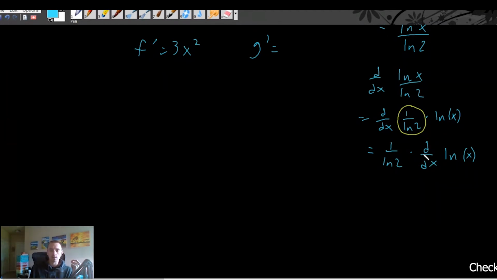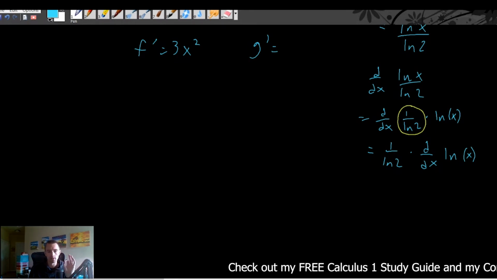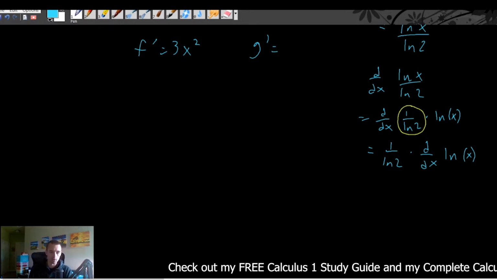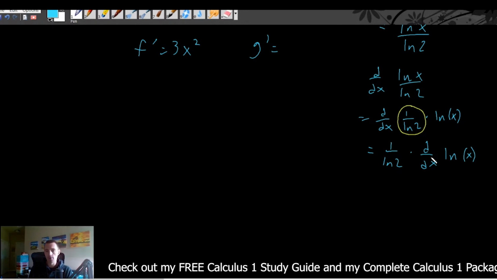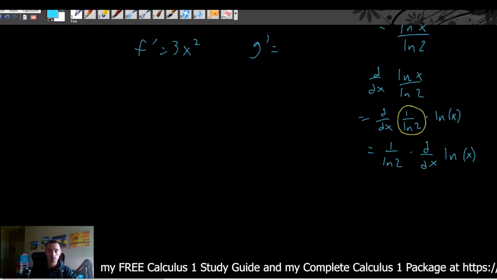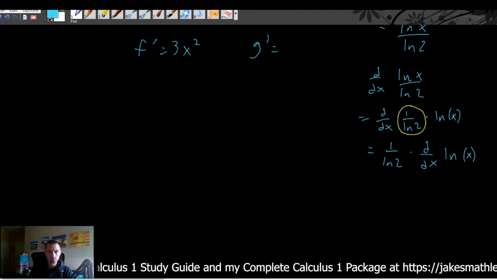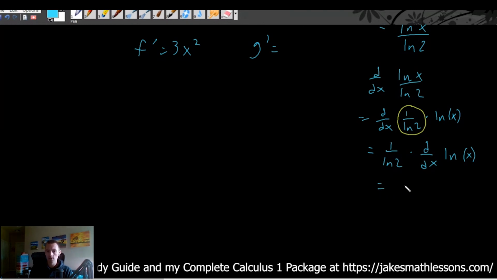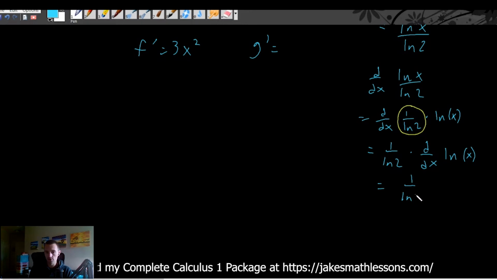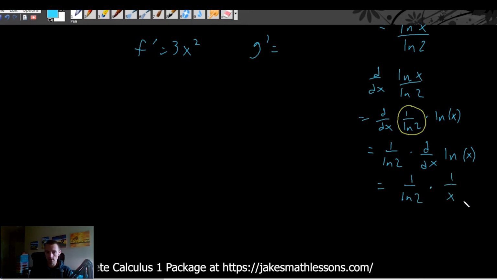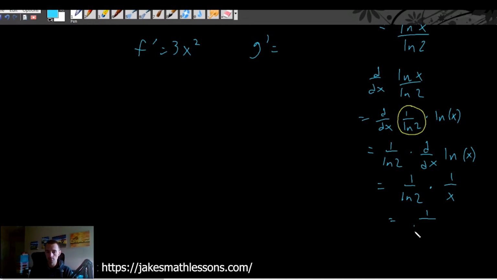Well, the derivative of natural log of x is one of the standard derivatives that you probably want to just memorize. It's much more complicated to explain how that derivative is actually figured out. What I would recommend is just memorizing it. The derivative of natural log of x is just 1 over x. So this is going to be 1 over natural log of 2 times 1 over x, which is just the same as 1 over x times natural log of 2.